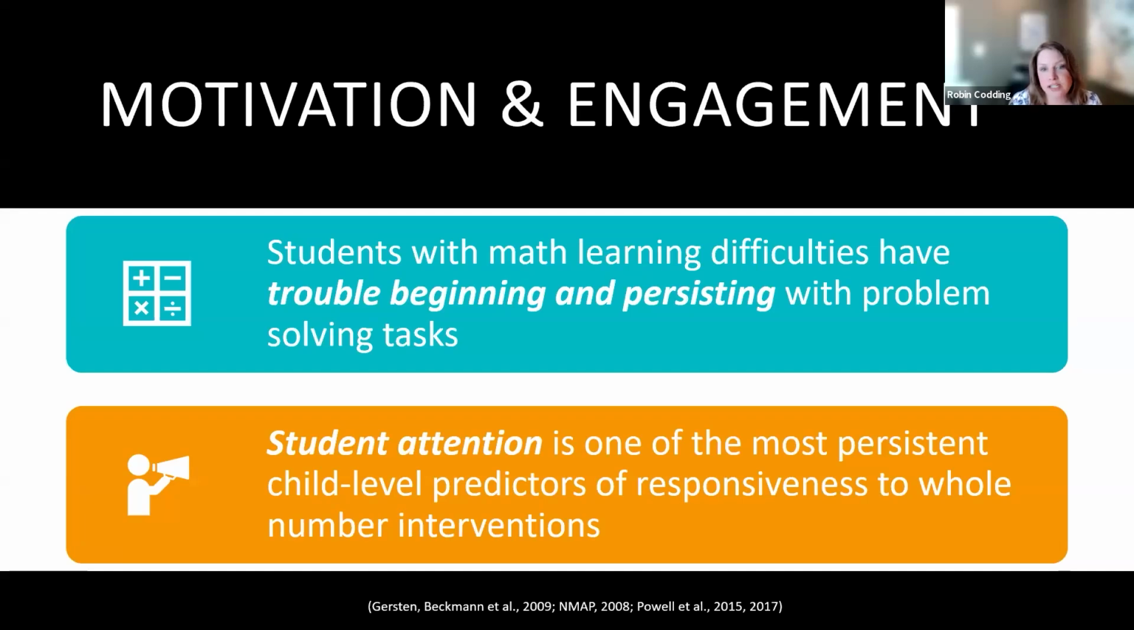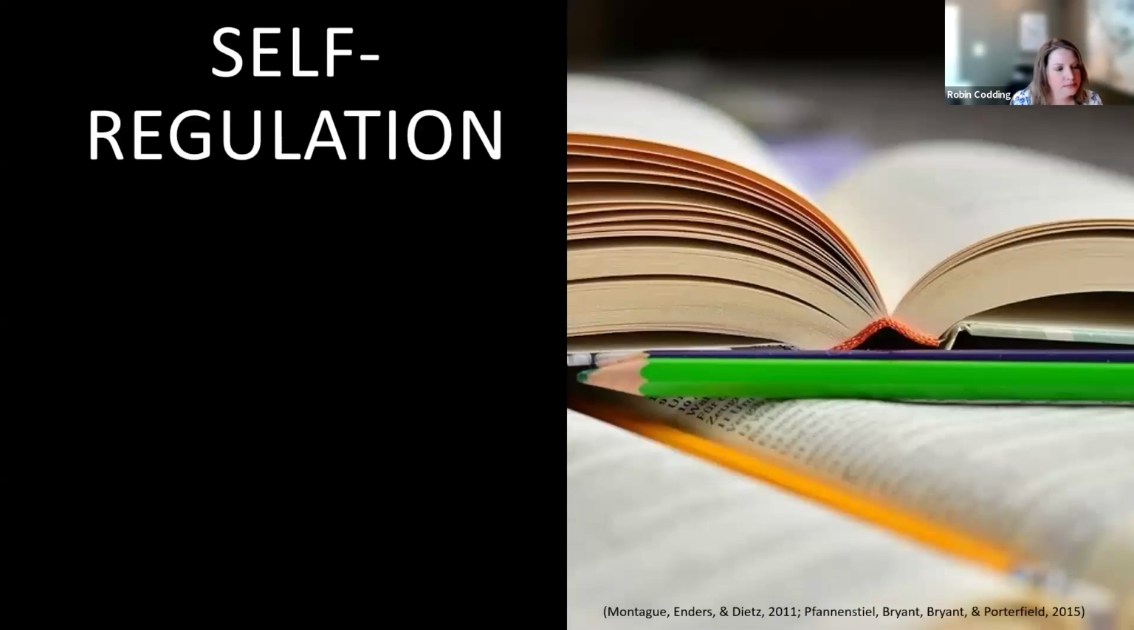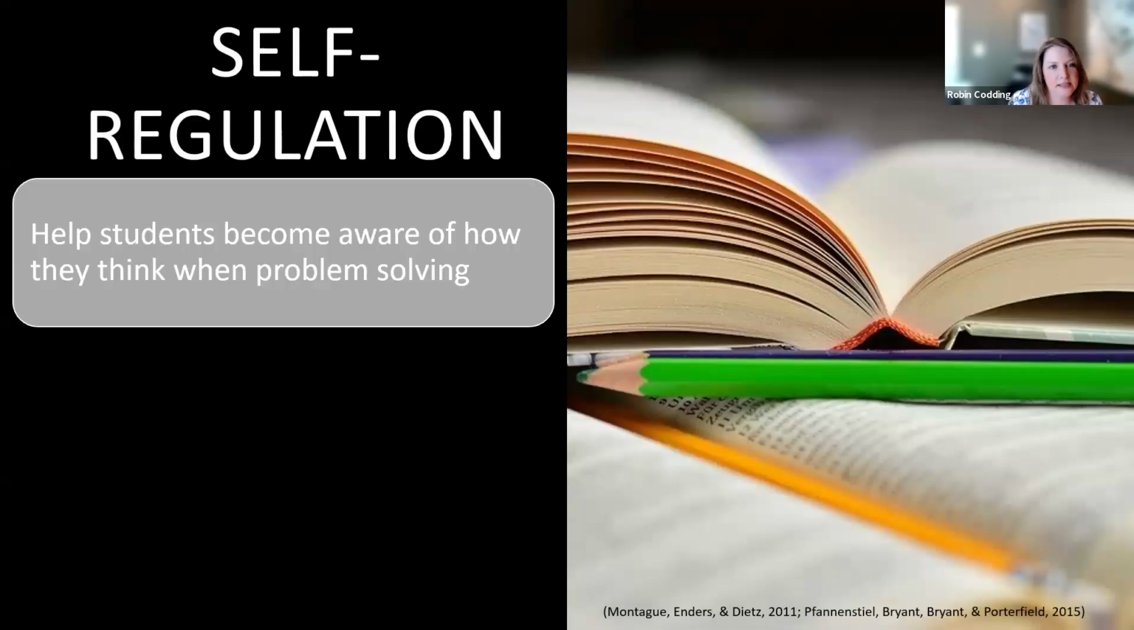We know that students with math learning difficulties have trouble beginning and persisting with problem-solving tasks. So we can think about how do we help them start and stay with a problem. That's going to really help them. We also know that student attention is one of the most persistent child level predictors of whether or not they will respond to an intervention for whole numbers. So we want to think about these self-regulation tasks and opportunities.